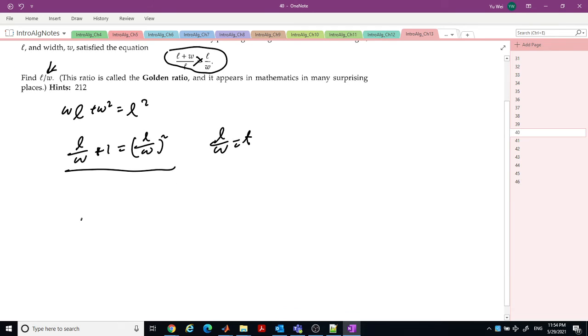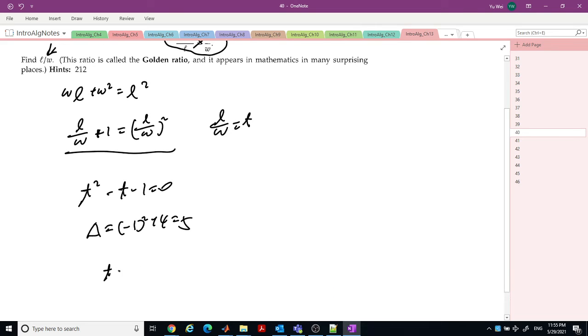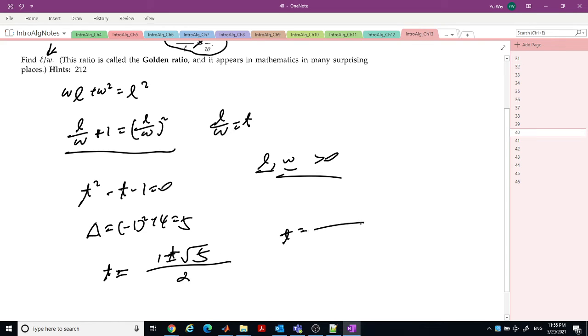Then we have a quadratic equation, t squared minus t minus 1 equals 0. So delta is negative 1 squared plus 4, which is 5. Then t is equal to 1 plus minus root 5, over 2. Because L and W are widths, right? They are greater than 0, so of course you cannot take the negative. That's why the only t that works is this.